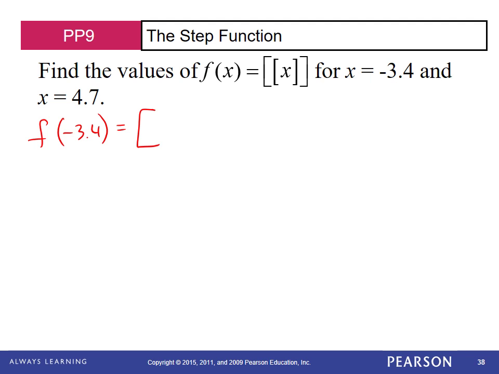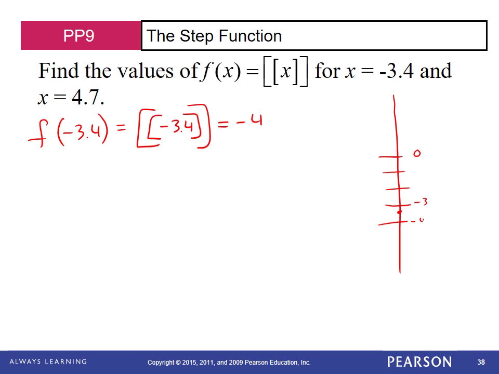So plugging it into the function itself would be double bracket. It's all yours here. What is f of negative 3.4? Negative 4, I go with it. Yep, cool. Again, if you need a little visual here, there's negative 1, negative 2, negative 3, negative 4. So negative 3.4 is right here. But negative 4 is the highest integer without going over.